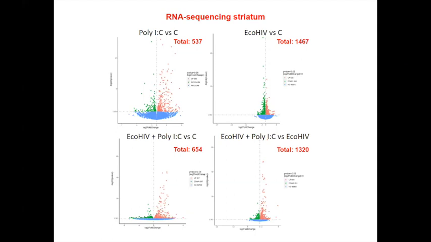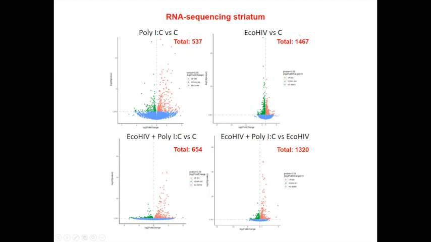Then we also performed bulk RNA sequencing in the striatum, and this slide just shows you the number of dysregulated genes. I don't know if you can see it here, but we chose a regular p-value of 0.05 and a fold change higher or lower than 0 for up- and downregulated genes. When we look at poly-IC versus controls, we have around 500 genes dysregulated.